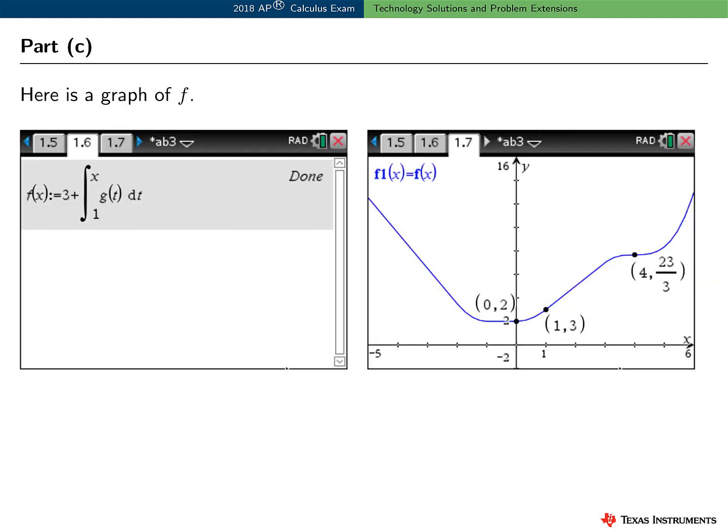I can also use technology to visualize this result. Here's the definition of the function f. Remember that f of 1 equals 3 is given in the problem. And here's a graph of the function f. It's a little tough to actually see the concavity here, but this does confirm our analytical results. The graph of f is increasing and concave up on the intervals 0 to 1 and 4 to 6.